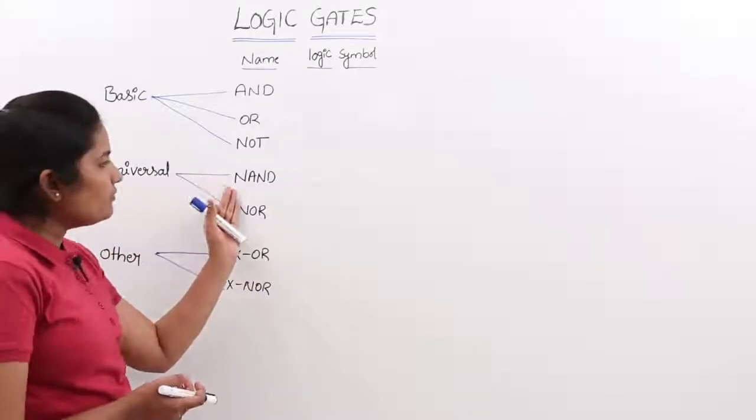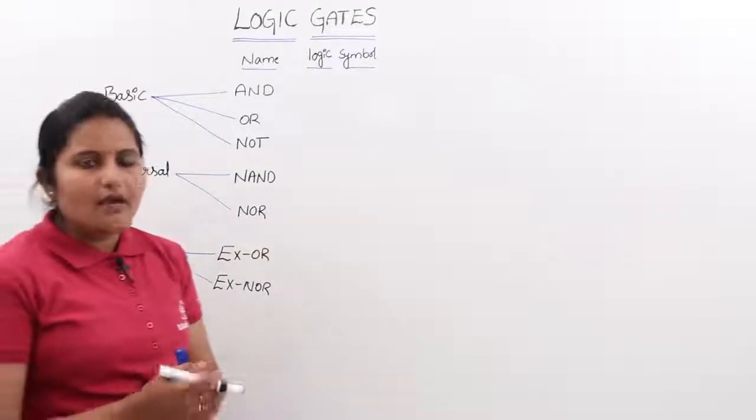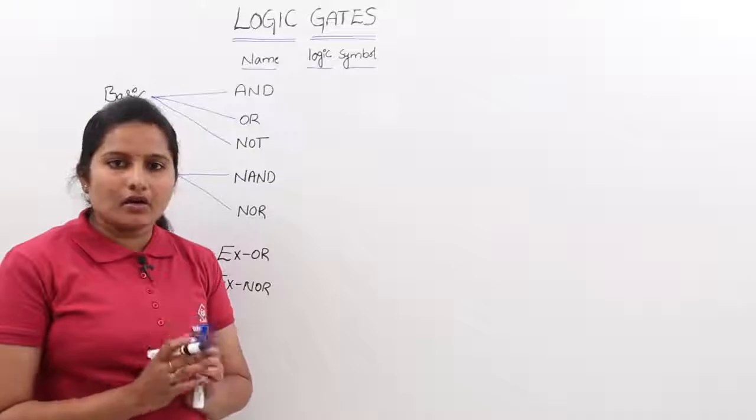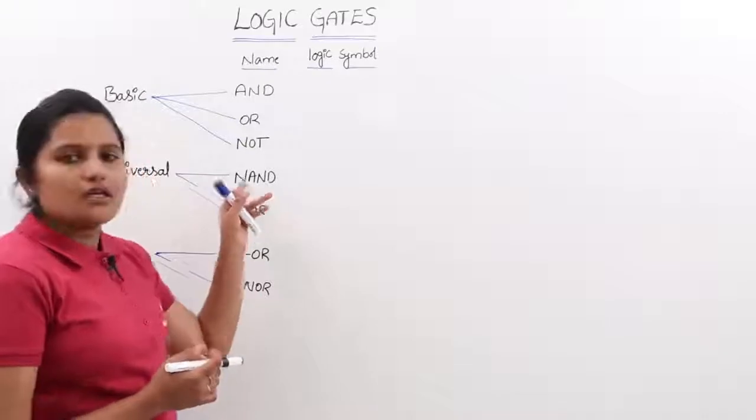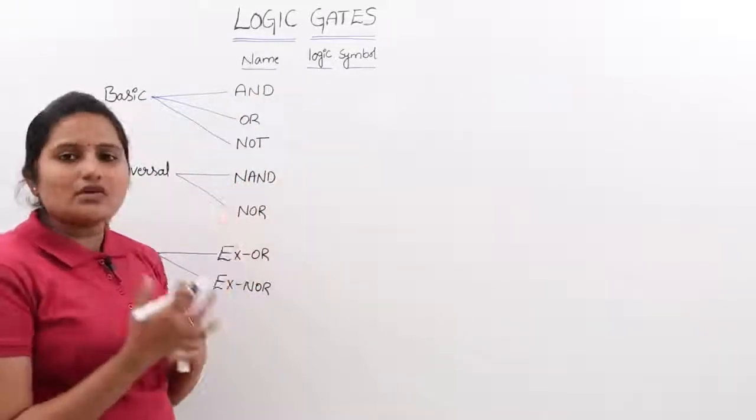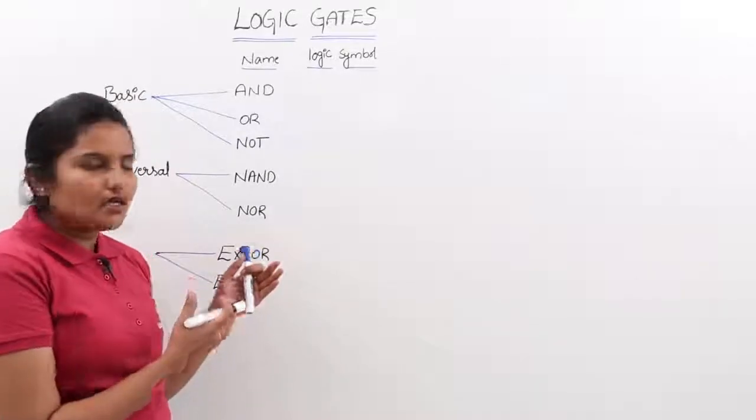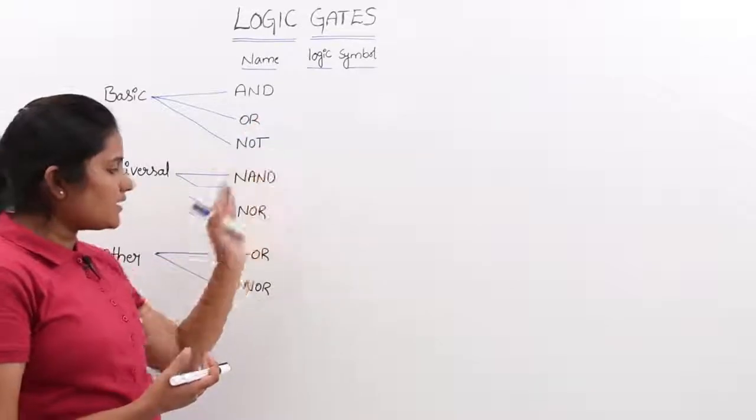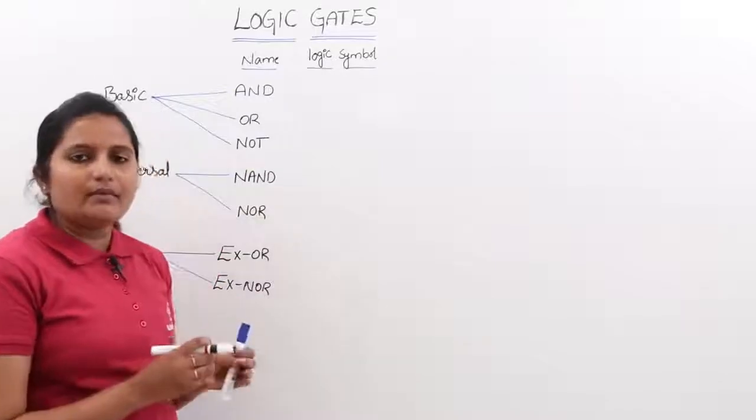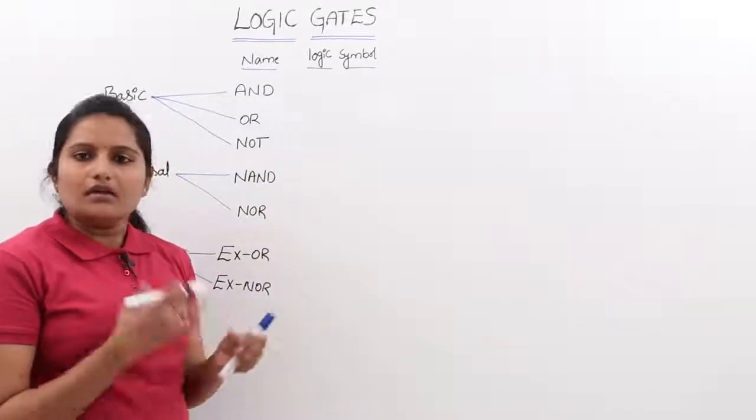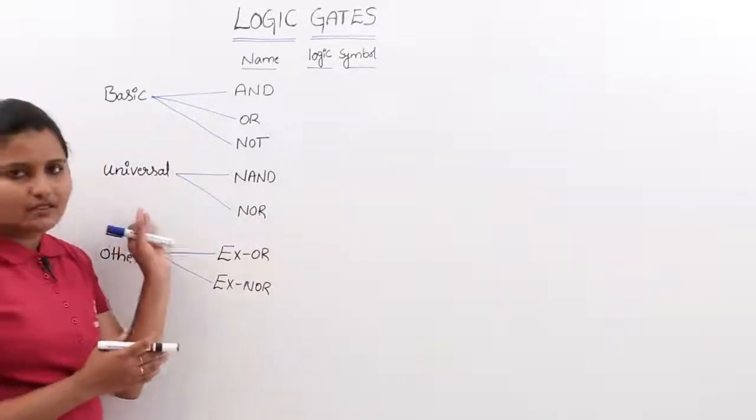Why are we calling NAND and NOR gates universal gates? Because by using these 2, NAND and NOR, we can realize all other gates. For example, you can realize an AND gate by using a combination of NAND gates. You need a couple or more NAND gates to realize an AND gate. Like that you can realize OR, NOT, XOR and XNOR by using NAND gate realizations. Similarly, by using NOR gates you can realize all other gates. That is why we call these 2 gates universal gates.